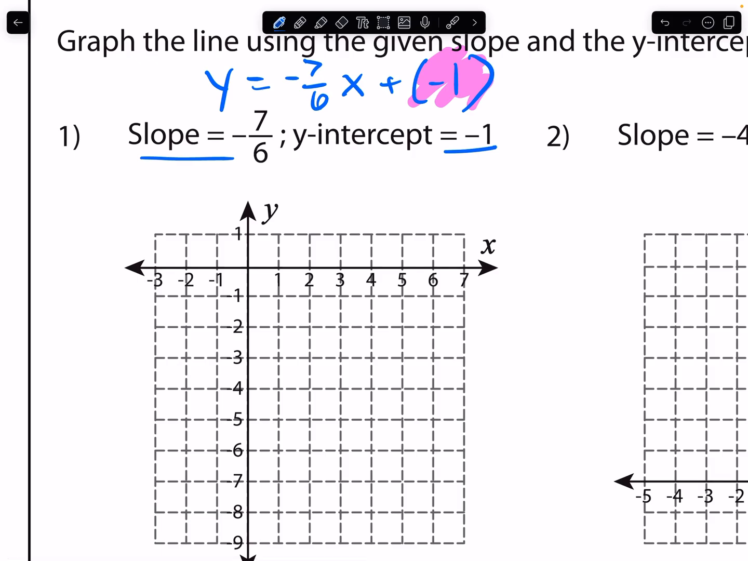It crosses the y-intercept, which is right here, at negative 1. So we're going to go ahead and put that point. Now we should know by now what the slope is. The slope is rise over run, and in this case, it's negative. So I'm going to have to travel in the negative direction, 7. 1, 2, 3, 4, 5, 6, 7. So that's negative 7 slope.